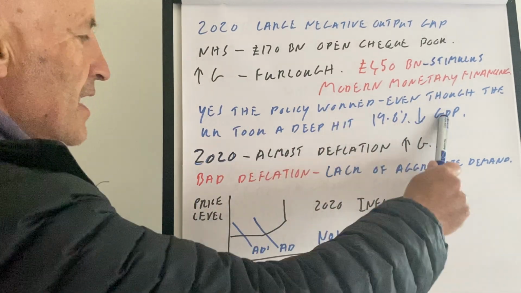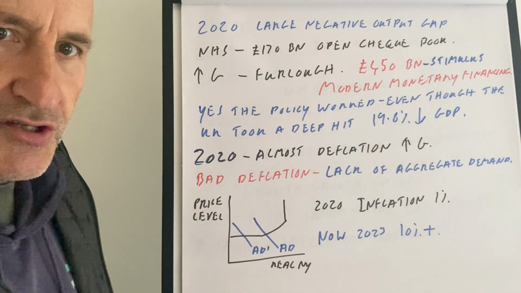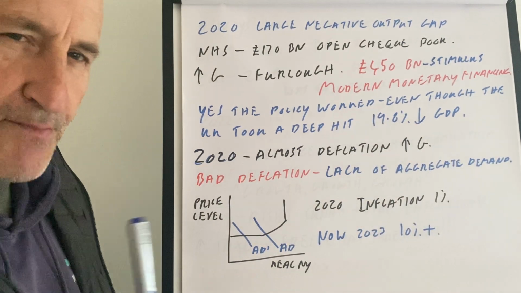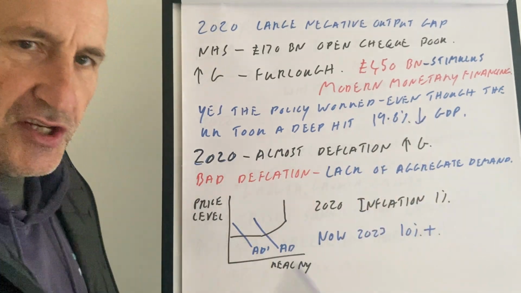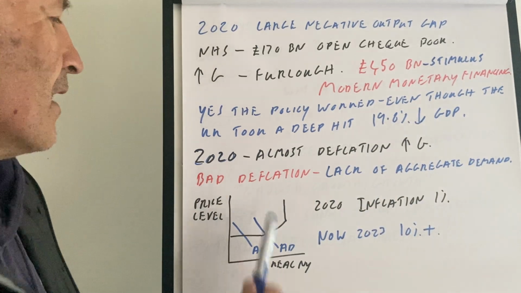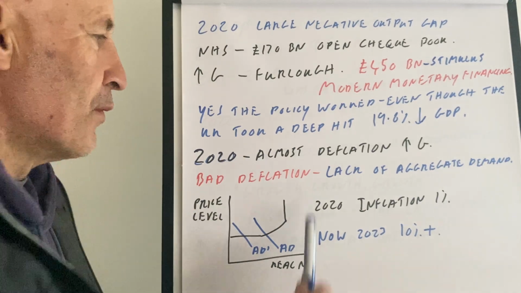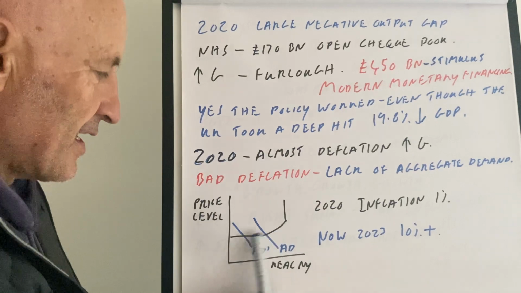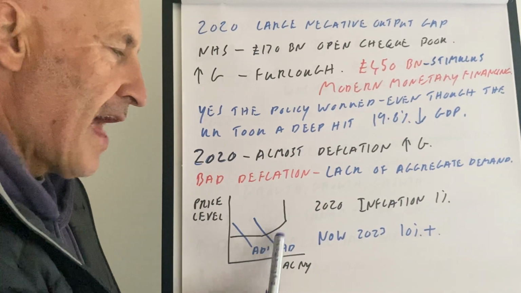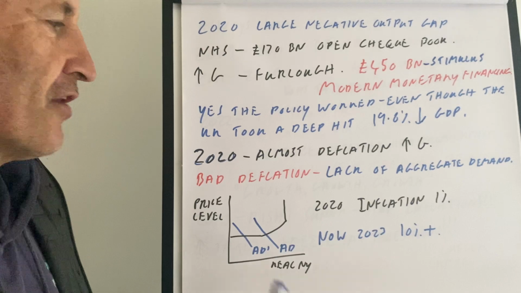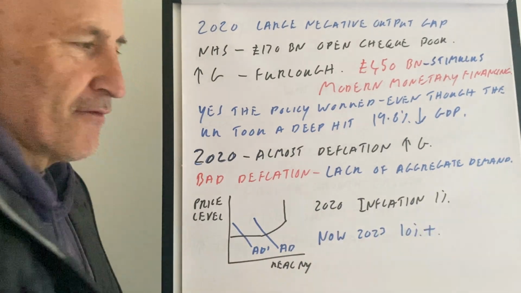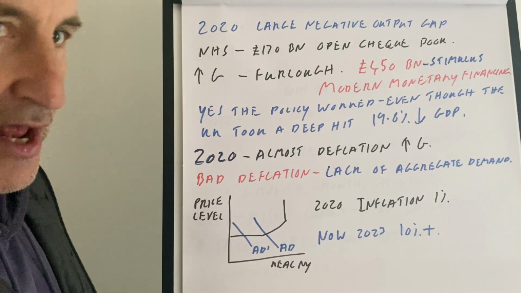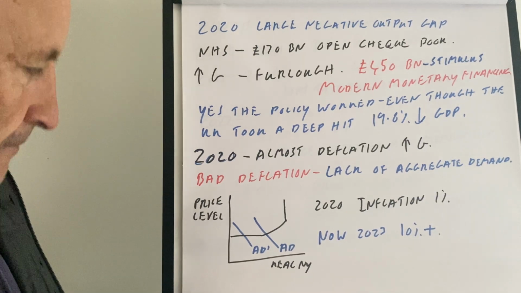Yes, the policy worked, even though the UK took a deep hit of a fall in GDP of minus 19.6%. That is massive. During the financial crash, the GDP fell by 6.8%. In 2020, although it's hard to remember, we almost had deflation. At that stage, it was bad deflation, which we did have because it was caused by a fall of AD, a lack of aggregate demand, that meant that prices were very low and inflation was at 1%. Now inflation is at 10%, and there are all sorts of reasons why that has occurred.